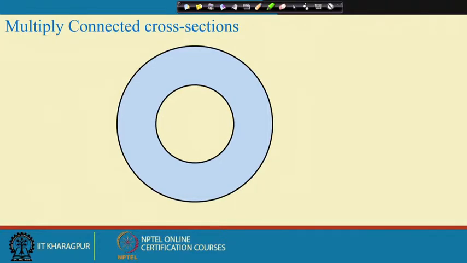Before that, you see all the examples that we have solved so far, or gave some example or the final expression. In all these cases the domain, the cross section, is a simply connected domain, but you may have a cross section which is not simply connected, multiply connected.